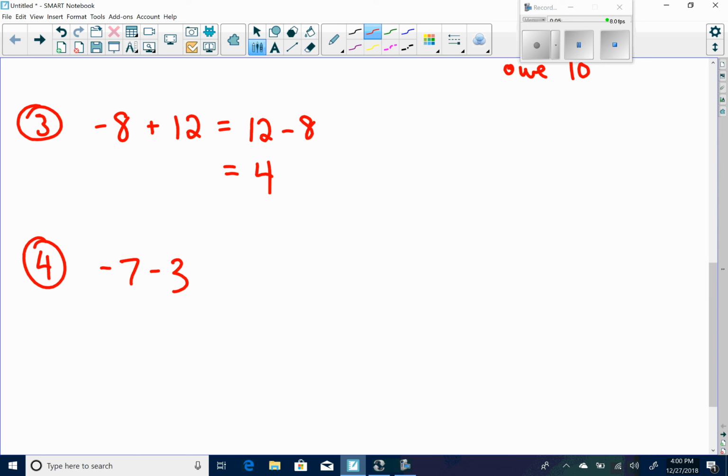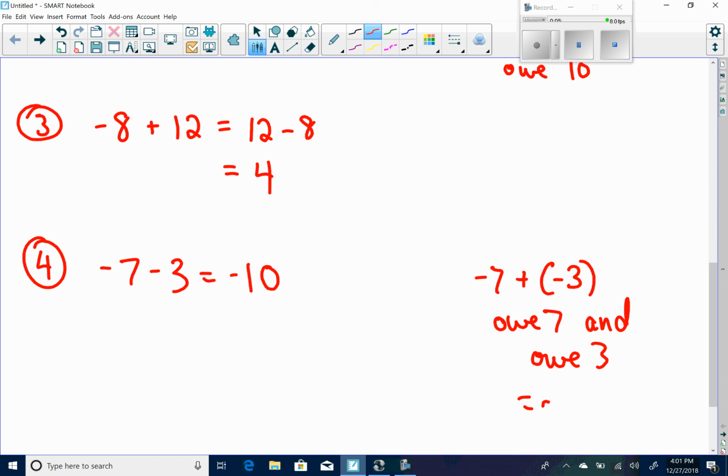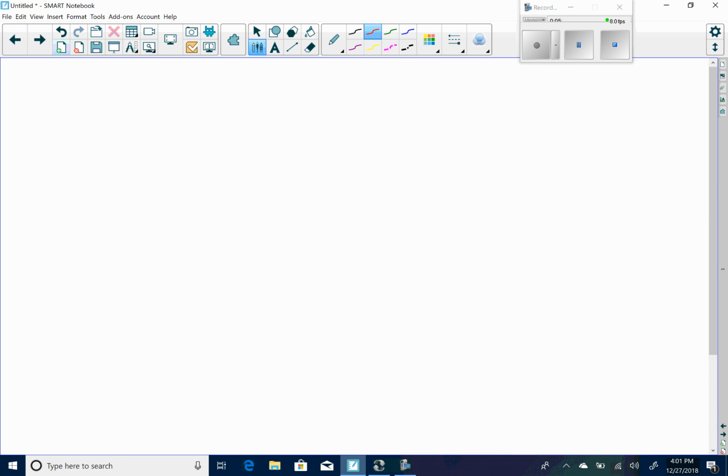So in number 4, we have a negative 7, but we also have a negative 3. So yes, we can think of this, and it might make it a little bit easier to separate it with the plus sign. Either way, we say we owe 7 and we owe 3. So the question is, how much do we owe altogether? Well, we just add the 7 and the 3, which would be a 10, but since we owe it, it would just be a negative 10. Let's just try a few more, and then I'll give you some examples to try on your own.